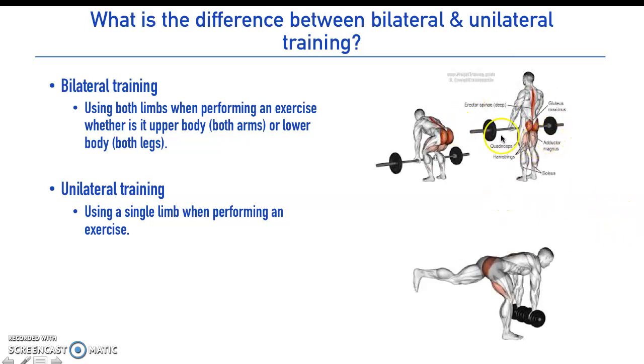If you look at the pictures, we've got the same exercise, a deadlift. We're going from a bilateral deadlift, using both our legs throughout the movement, to a single leg deadlift. So that's just the difference right there.